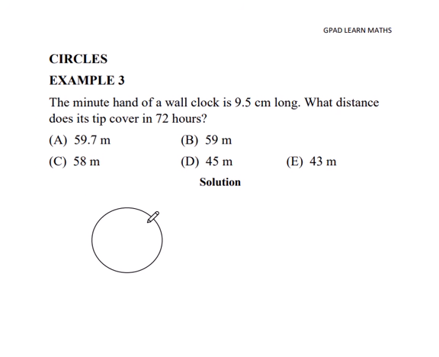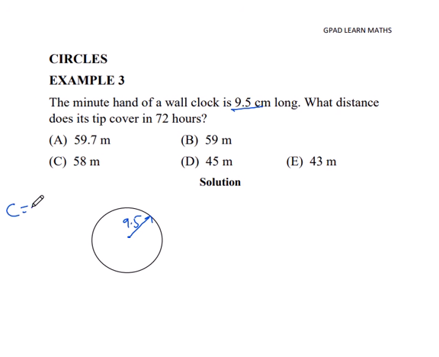So let me just draw the minute hand. This is the center of the clock, and this is the minute hand. This minute hand is the radius of the circle, and it is 9.5 centimeters long.